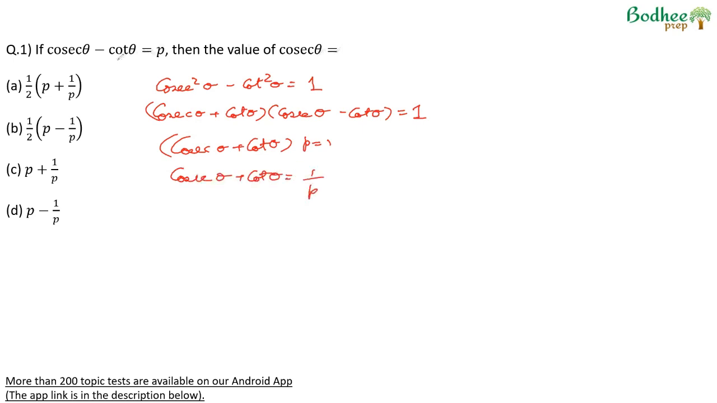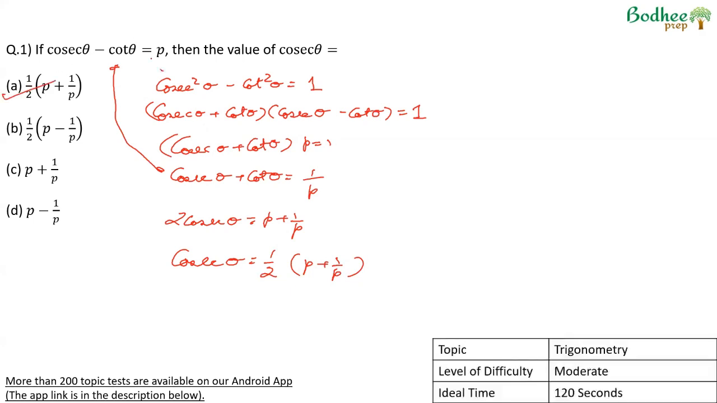We have to find the value of cosec theta, so we add these two equations. Cosec theta plus cosec theta gives us 2 cosec theta, minus cot theta plus cot theta cancel out, P plus 1 by P. And therefore the required answer for cosec theta will be 1 by 2 of P plus 1 by P. Option A becomes my answer. Again, I'd say moderate level of difficulty question, about at most 2 minutes to solve.